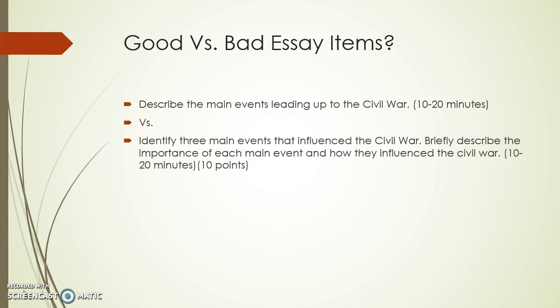This next one, the first one, says describe the main events leading up to the Civil War in 10 to 20 minutes, versus identify 3 main events that influenced the Civil War. Briefly describe the importance of each main event and how they influenced the Civil War in 10 to 15 minutes, which is worth 10 points. As we discussed in the last slide, they both have a time limit. However, in this slide we are noticing that the first item is very vague. The second item is very well described and gives the students a time limit as well as the value, letting them know that this question is kind of important because it's worth 10 points. Here, the second item would be the better item to use as an assessment question.